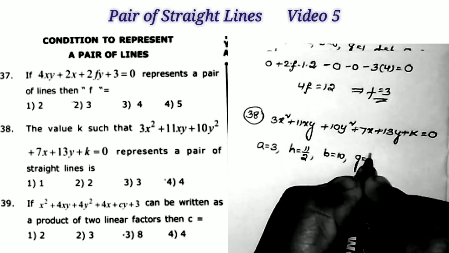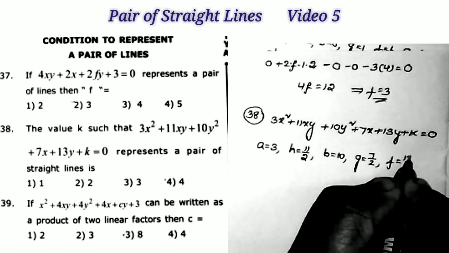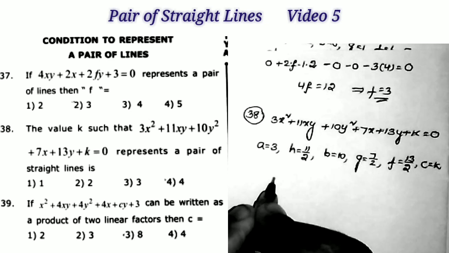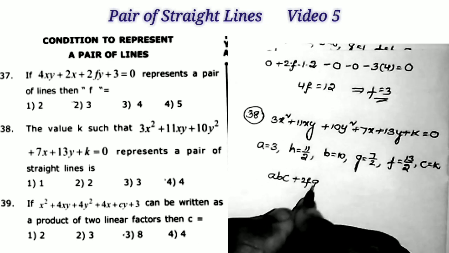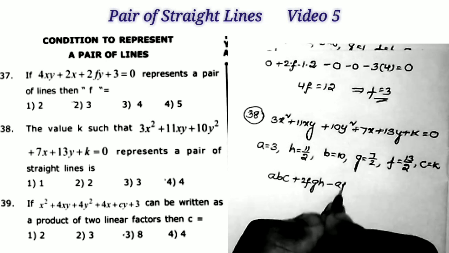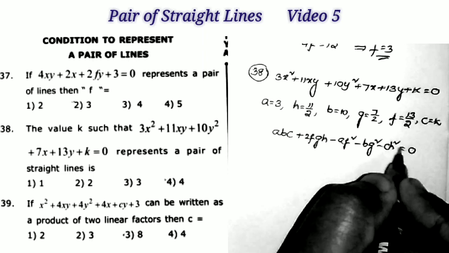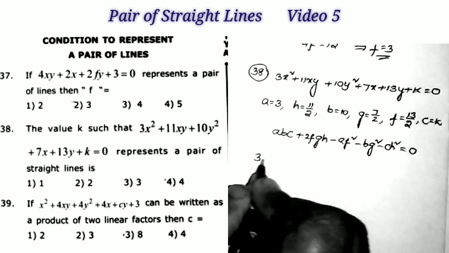2g is equal to 7, g is equal to 7 by 2. 2f is equal to 13, f is equal to 13 by 2. And c is equal to k. Okay. Now replacing all these values in the condition to get the k value. And what is the condition? abc plus 2fgh minus af square minus bg square minus ch square is equal to 0. Now abc.